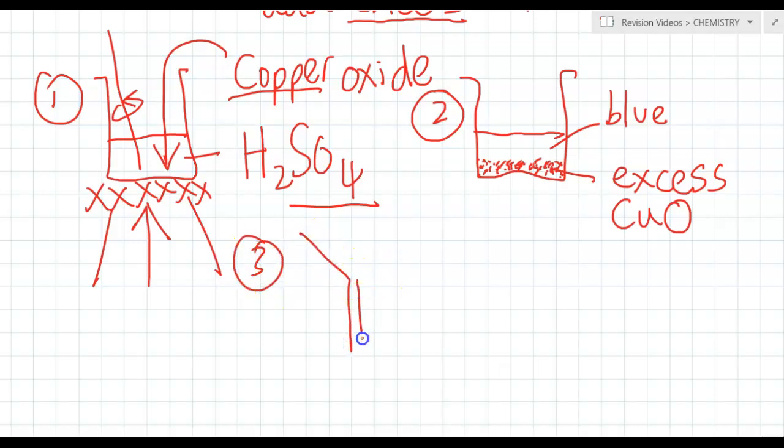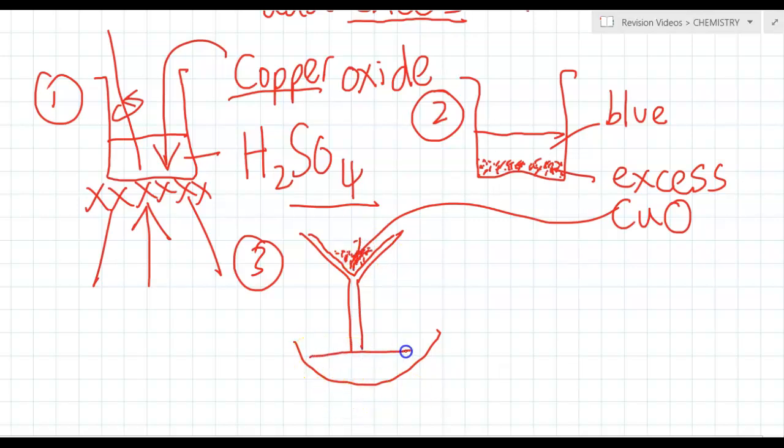and so stage 3 will be to filter this mixture with a funnel and filter paper, and I'm going to filter my mixture into an evaporating basin. The excess copper oxide will be left behind on the filter paper, and dripping through the filter will be my copper sulfate solution. I can use this state symbol AQ.